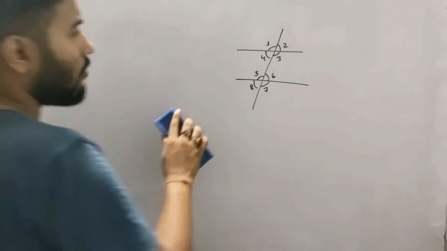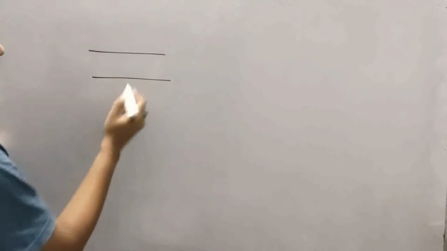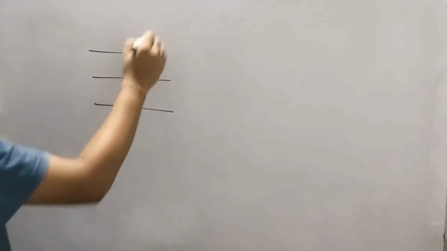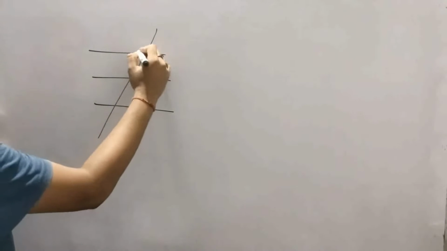So let us see one more, a little bit more complex diagram. So this will be one diagram. This is parallel. This is also parallel. 3 parallel lines are there. Okay. And this is a transversal. So how many angles will form? You see 1, 2, 3, 4. So a lot of angles will form, right?